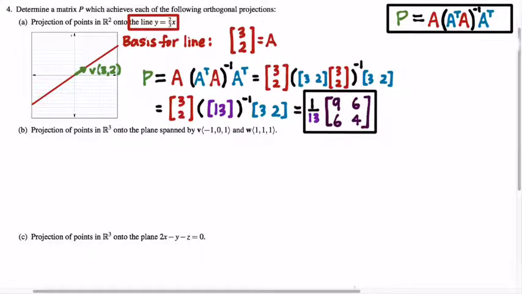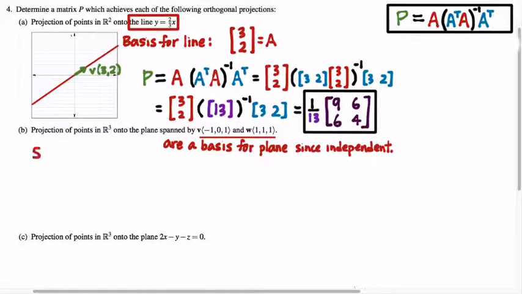To do this in a higher dimensional example, where we're projecting R3 onto a hyperplane, a two-dimensional plane in R3 in part B, we can start by using the vectors that we were given as a basis for our plane. The reason we know that V and W form a basis for this plane is because they're linearly independent and our plane is two-dimensional. So we can take, for our matrix A, the matrix whose columns are V and W: (-1, 0, 1) and (1, 1, 1).